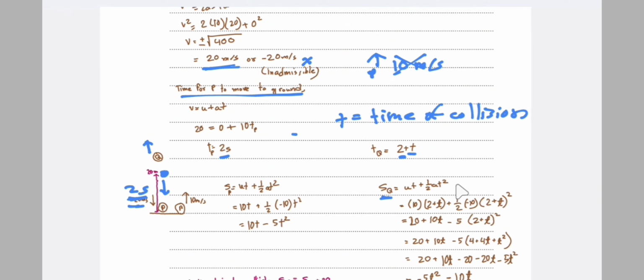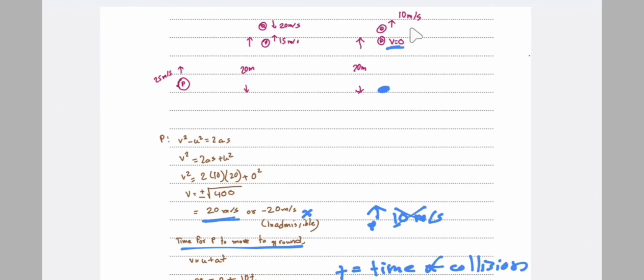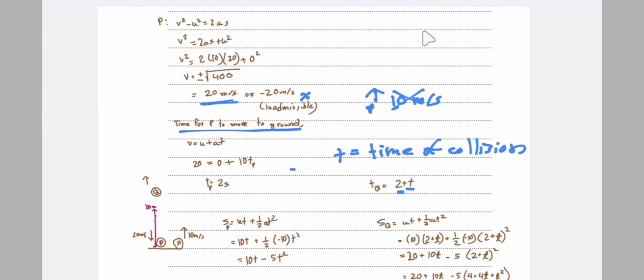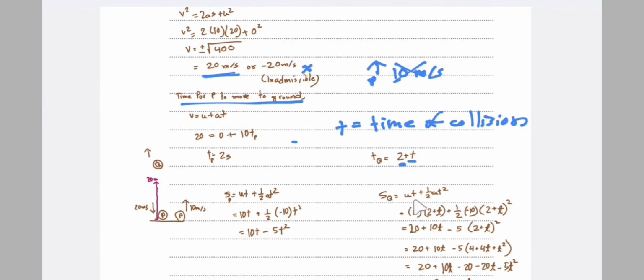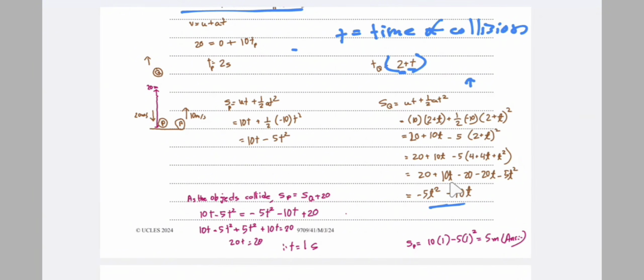is S equal to ut plus half at square. From the given information we can see that Q is moving upward with 10 meter per second. So the initial speed is 10 meter per second, and the total time that we have found before collision is 2 plus t, plus half acceleration, which is negative since Q is moving upward, a t square. After substituting the values, we find the displacement for Q.